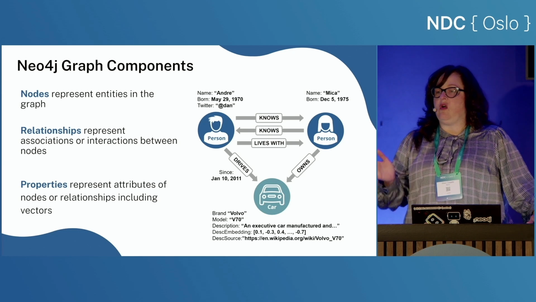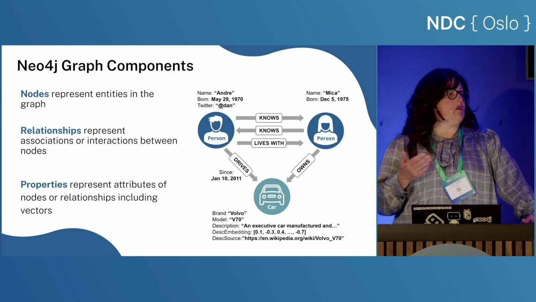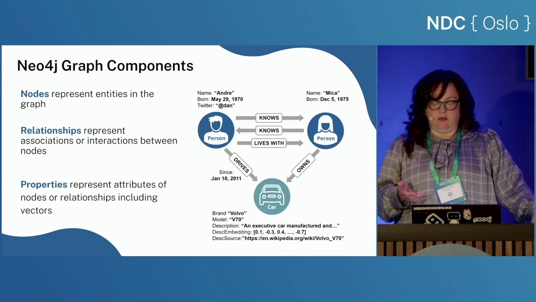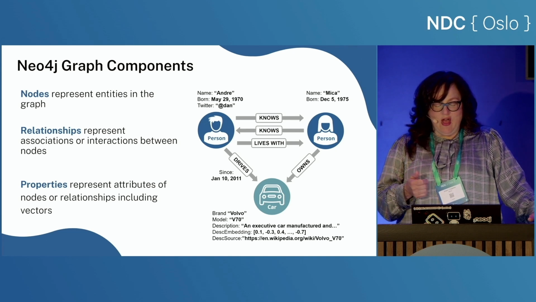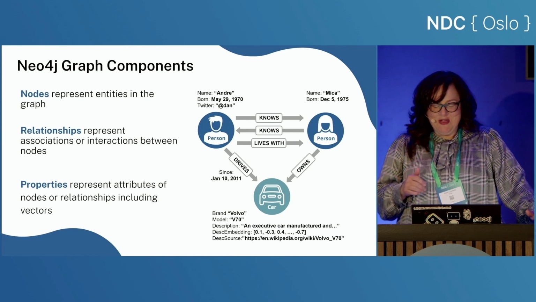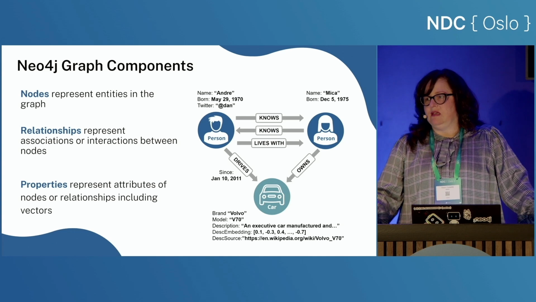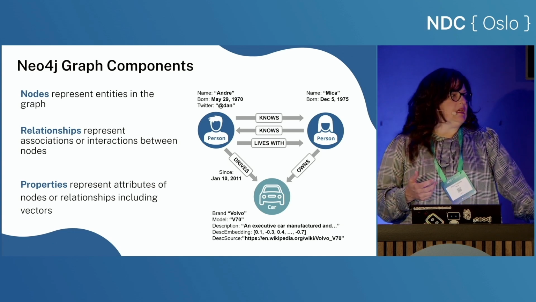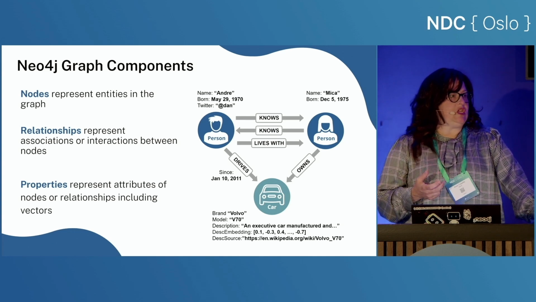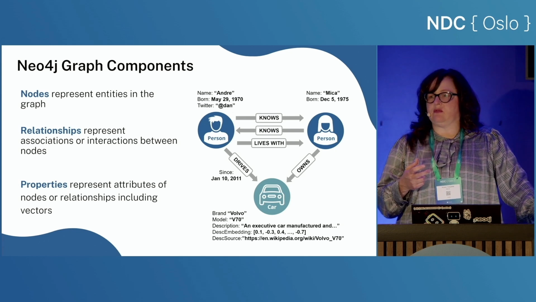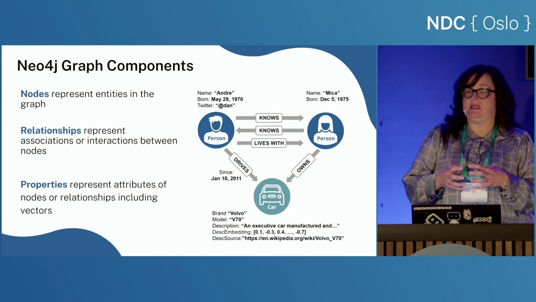Each one of these nodes or relationships can also have properties associated with them. So in this case, Andre and Micah own a Volvo V70. The interesting thing here is that the information about the nodes and about these relationships are actually properties inside those.